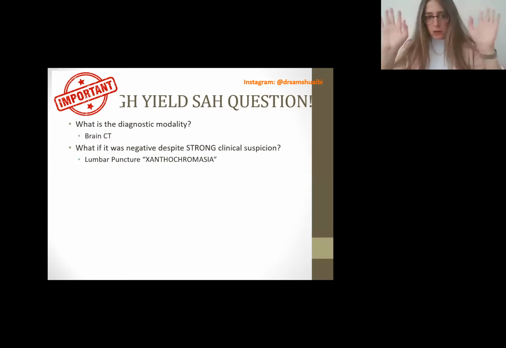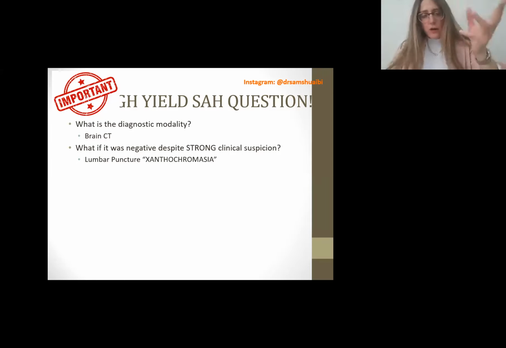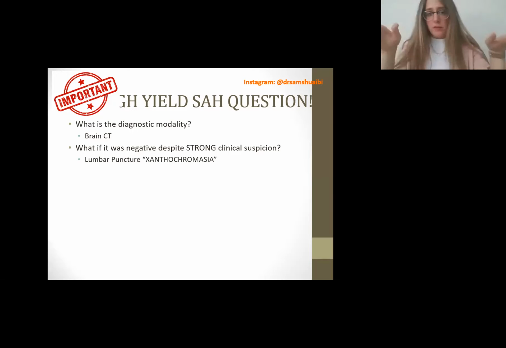Xantho means color in Latin. Yellow coloration, and chromia means color. So yellow color, yellow discoloration, xanthochromia. Why I'm saying that, guys? Because I have been asked like this during med school, not so much my Western examination, but you have to understand, if you're still suspecting the patient to have subarachnoid hemorrhage, LP him or her. And then the answer should be looking for xanthochromia.